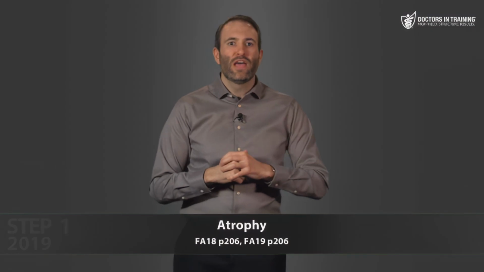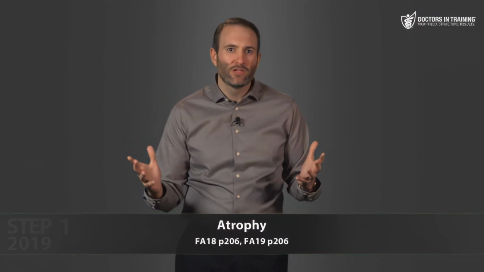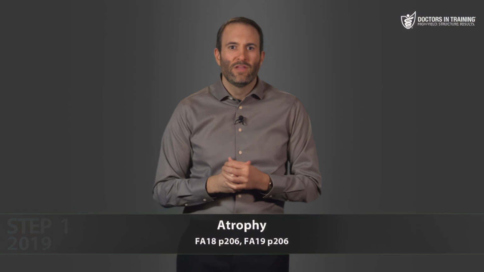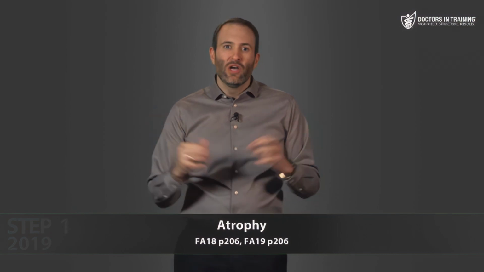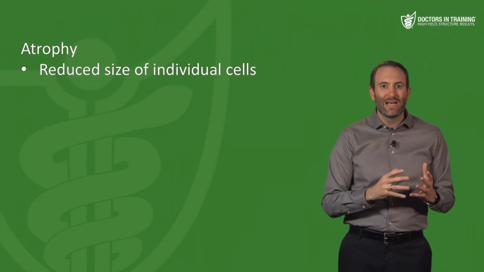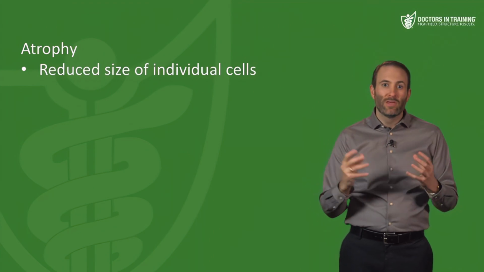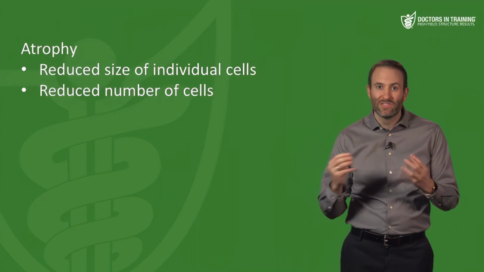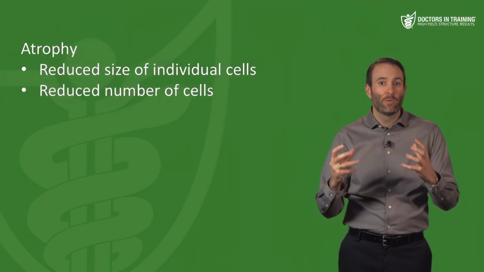All right, so let's move on to atrophy. We're moving on to another pathological phenomenon, atrophy. This is shrinkage of an organ or tissue. This is due to a reduction in the size of individual cells and/or because of a reduction in the number of cells. So it's the opposite of both hypertrophy and hyperplasia.